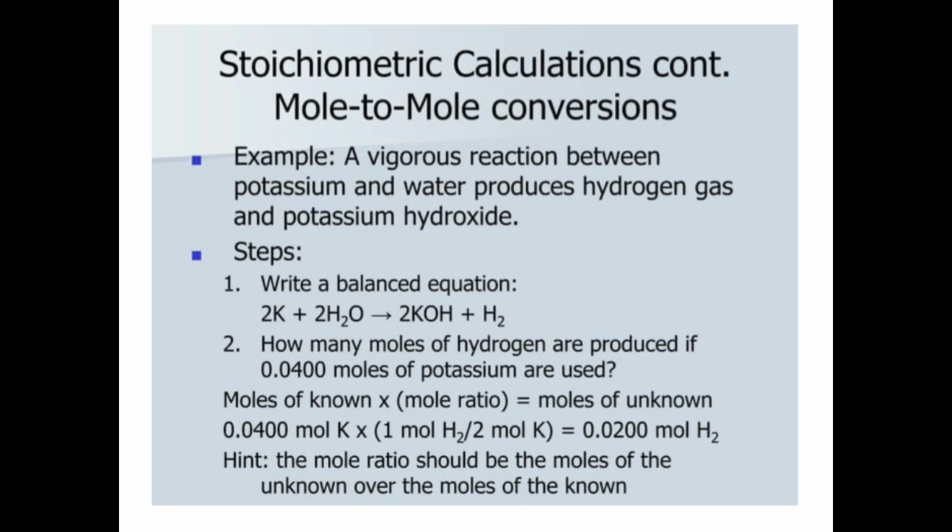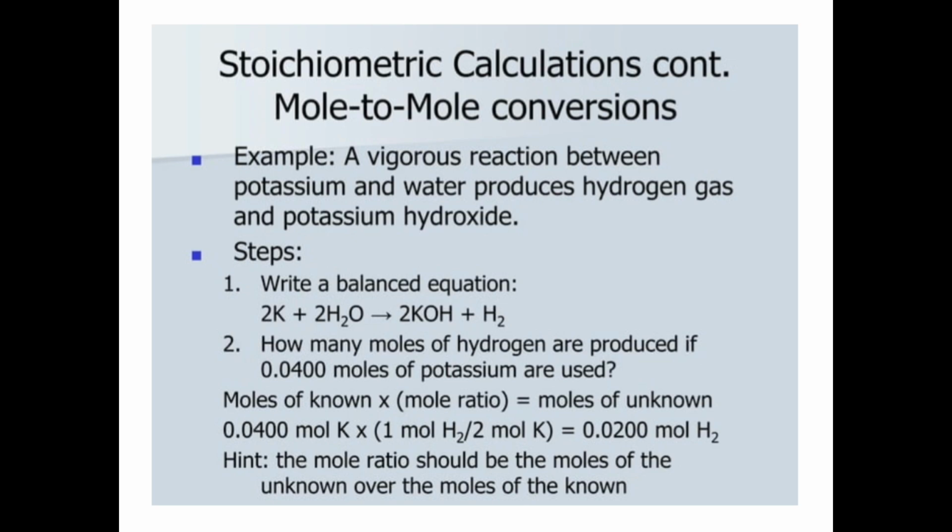Now the next thing is to look at what is the known here. The known here is potassium. You are given 0.0400 moles of potassium and you are looking for the moles of hydrogen. The known is potassium, the unknown is the moles of hydrogen. Now you are going to use mole ratio to find it. How do you use mole ratio?